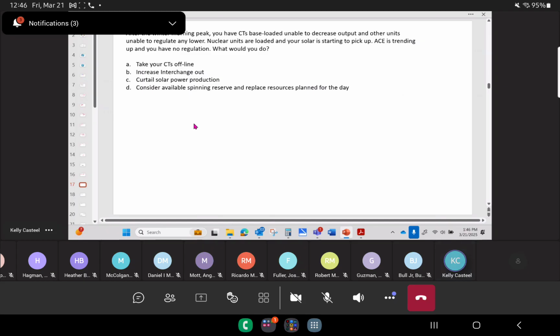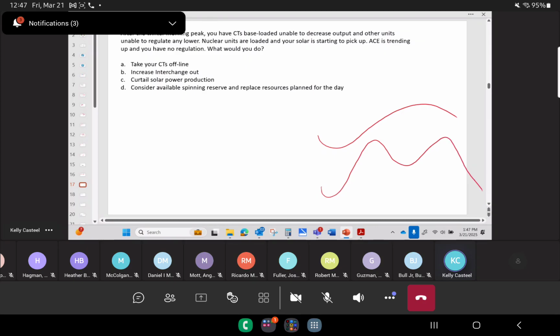All right, let's look at this one. After the winter morning peak, in other words, which by the way, this is kind of what a typical summertime load profile looks like. This may be 4 or 5 o'clock in the morning, around 1700 in the afternoon. So you typically have a profile that looks like that. Wintertime load profiles can vary a lot, but a lot of times you're going to have a morning peak and then an afternoon peak, and some variation of that.